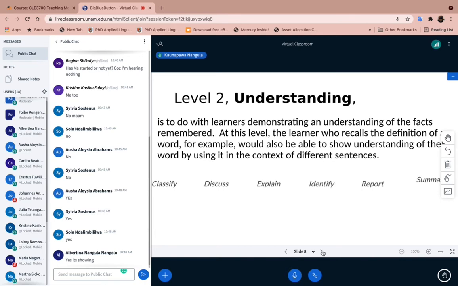Like they remember, they can recall the verbs from the first level, but to show understanding, they need to use it in a sentence. And I think we do a number of activities in our English classes where we ask the learner to use the verb or the word in context. And then here are a number of verbs that are used in the second level, but this is not the only list that we have, as I've mentioned. We have classify, understand, explain, identify, report, and summarize.